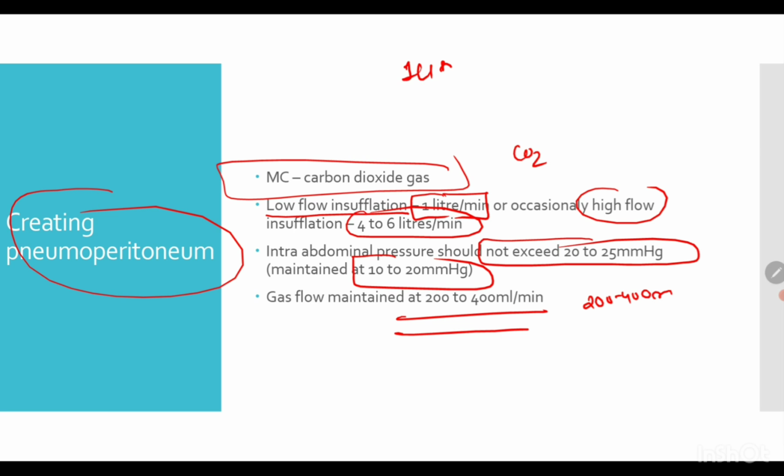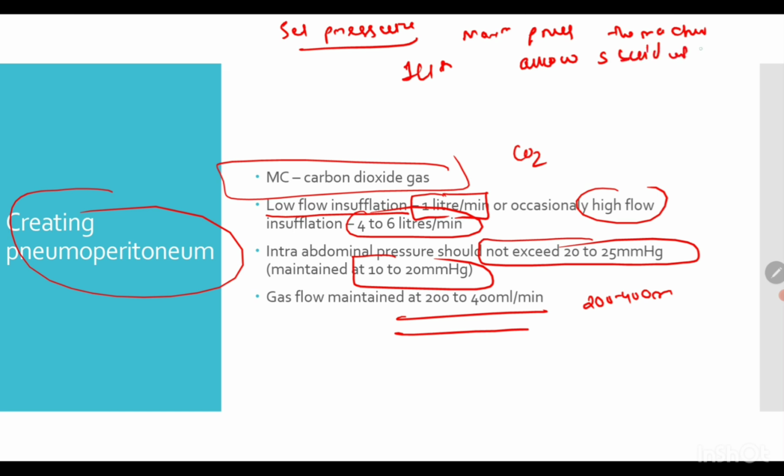So basically in the insufflator setting there will be a set pressure. What is the set pressure? What do you call a set pressure? Tell me. Set pressure means the maximum pressure the machine allows to build up inside the abdominal cavity. Set pressure is the maximum pressure the machine allows to build up inside the abdominal cavity. This is the set pressure.